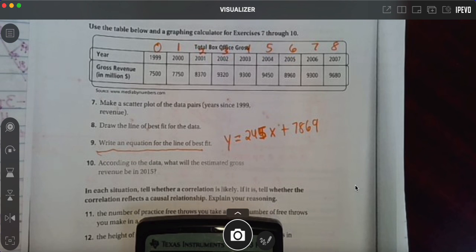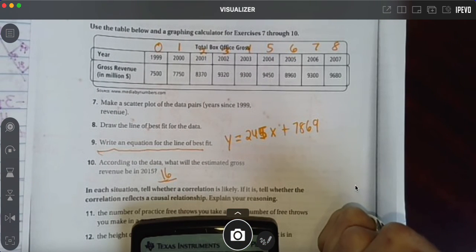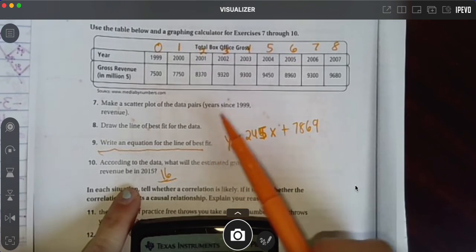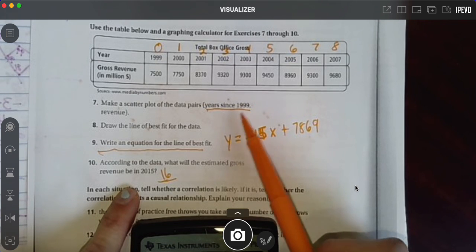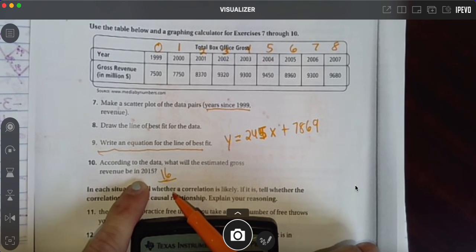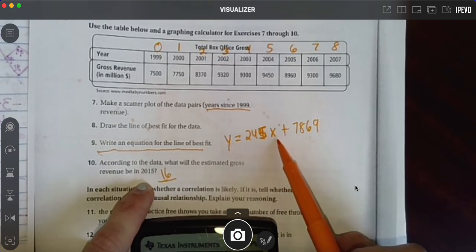Now, according to this data, it says, what will your estimated gross revenue be in 2015? How many years has that been since 1999? In 2015, that's 16 years. So what number are we going to plug in? 16. Does everybody understand that part? No. Okay. It tells you that you're doing your calculations based on how many years it's been since 1999. In 2015, how many years has it been since 1999? 16 years. Okay? So I'm going to plug in 16 for my x because that's my years.